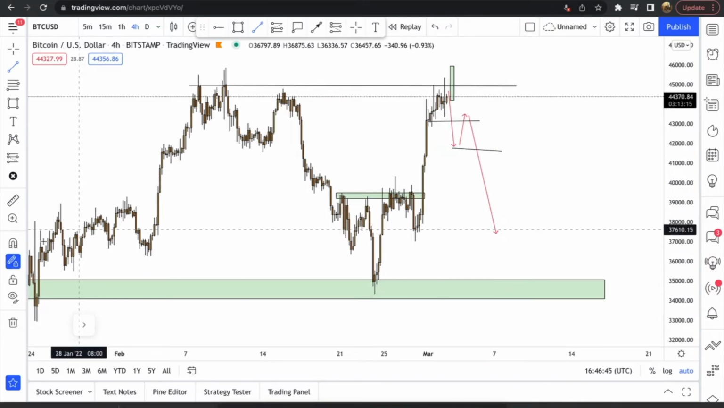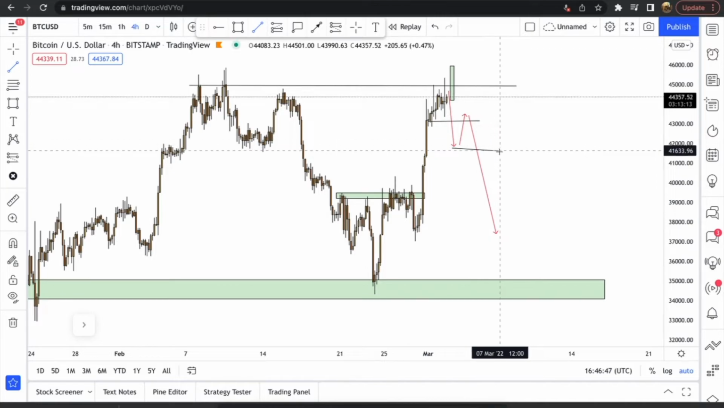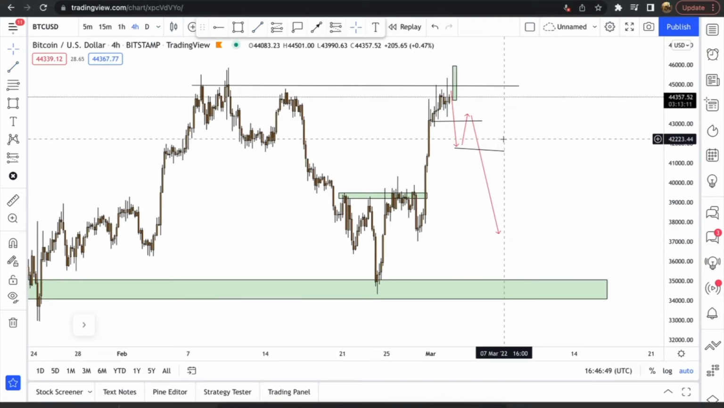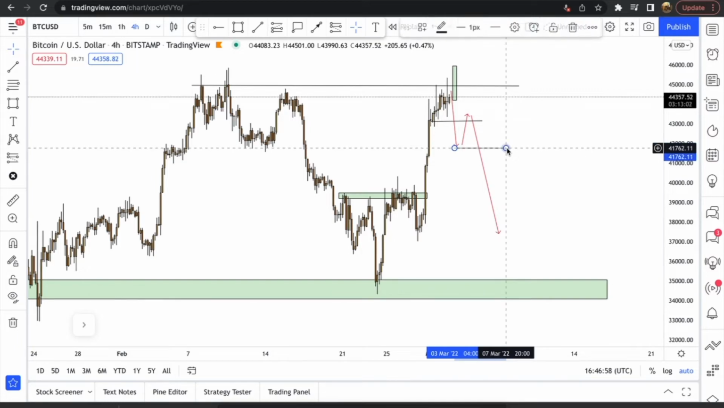Sorry, let's just turn this tool off. I'd be looking to jump in on this continuation. I've still got it on. Sorry about that. Yeah, I'd be looking to jump in on the continuation on the break of these sort of levels here, because then you've had this push up, and the directional bias is changing again.